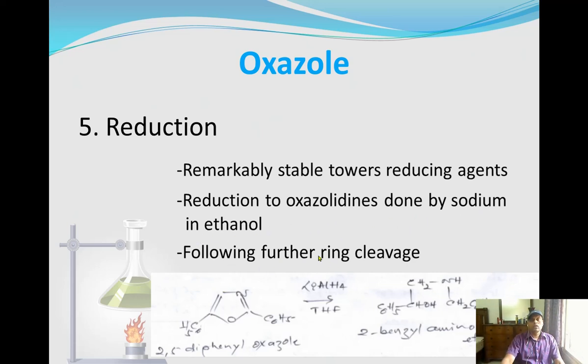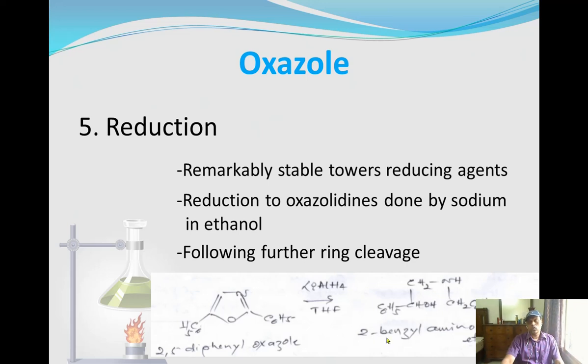Following further ring cleavage, if you further reduce, the ring can get cleaved. So in both oxidation and reduction, the ring can get cleaved if the oxidizing and reducing agents are very strong. So in this case, the ring has broken. 2,5-diphenyl oxazole is subjected to exposure to lithium aluminum hydride and THF, tetrahydrofuran. The resulting product is a ring-opened, open-chain product.